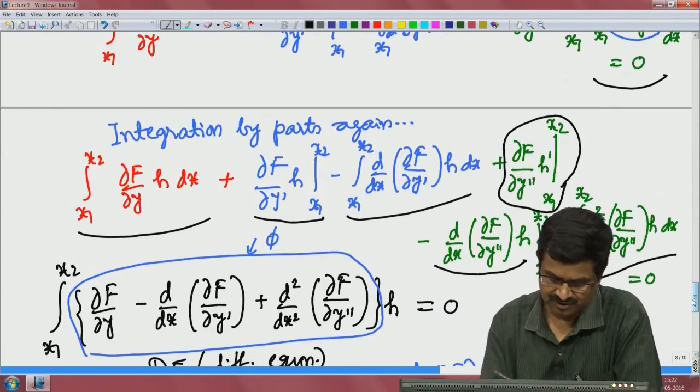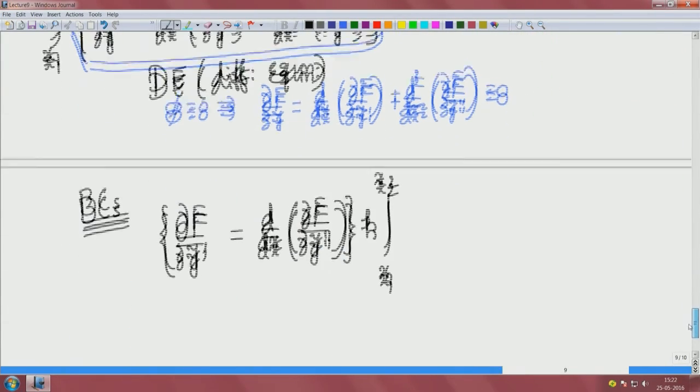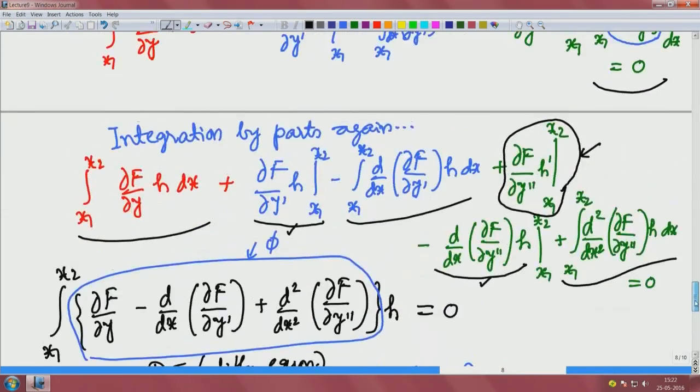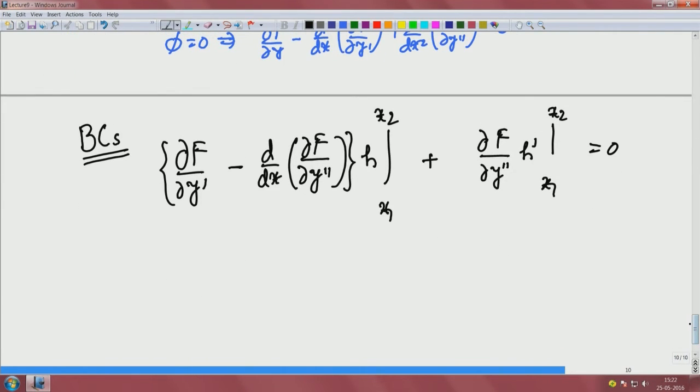So, now we took care of this, we took care of this, then we have this also, right, that let us write: dou f by dou y double prime h prime. So, plus, was it plus or minus, that is plus, minus was only here, dou f by dou y double prime into h prime. Here it is h prime, x1 to x2, equal to 0. So, we separated out the differential equation integral part and the boundary conditions.